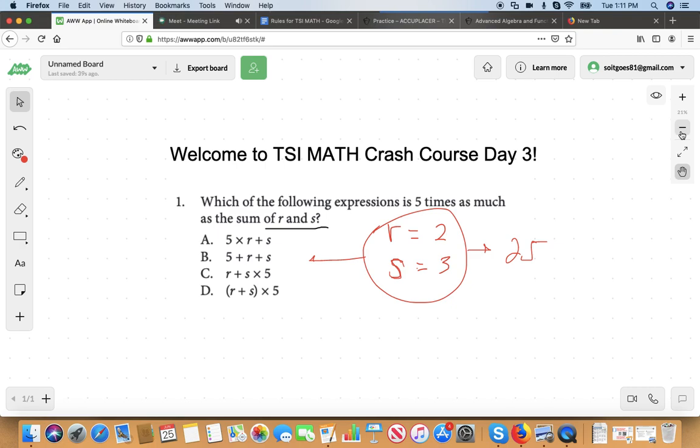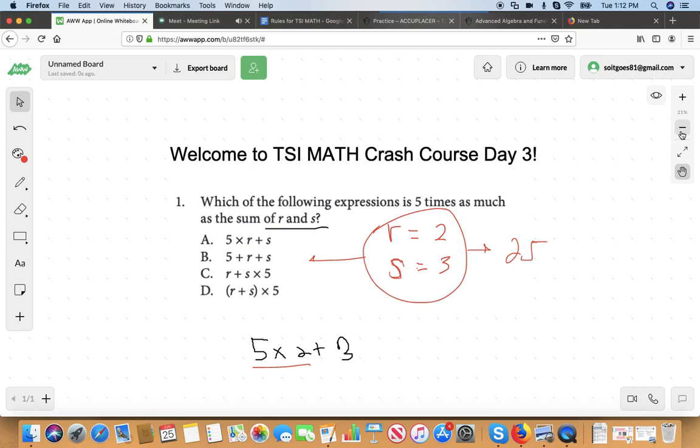And then let's see if that expression in answer choice A gives us 25. Okay, so that would equal 25. Well, what's 5 times 2? 5 times 2 is 10. Oh, plus 3.